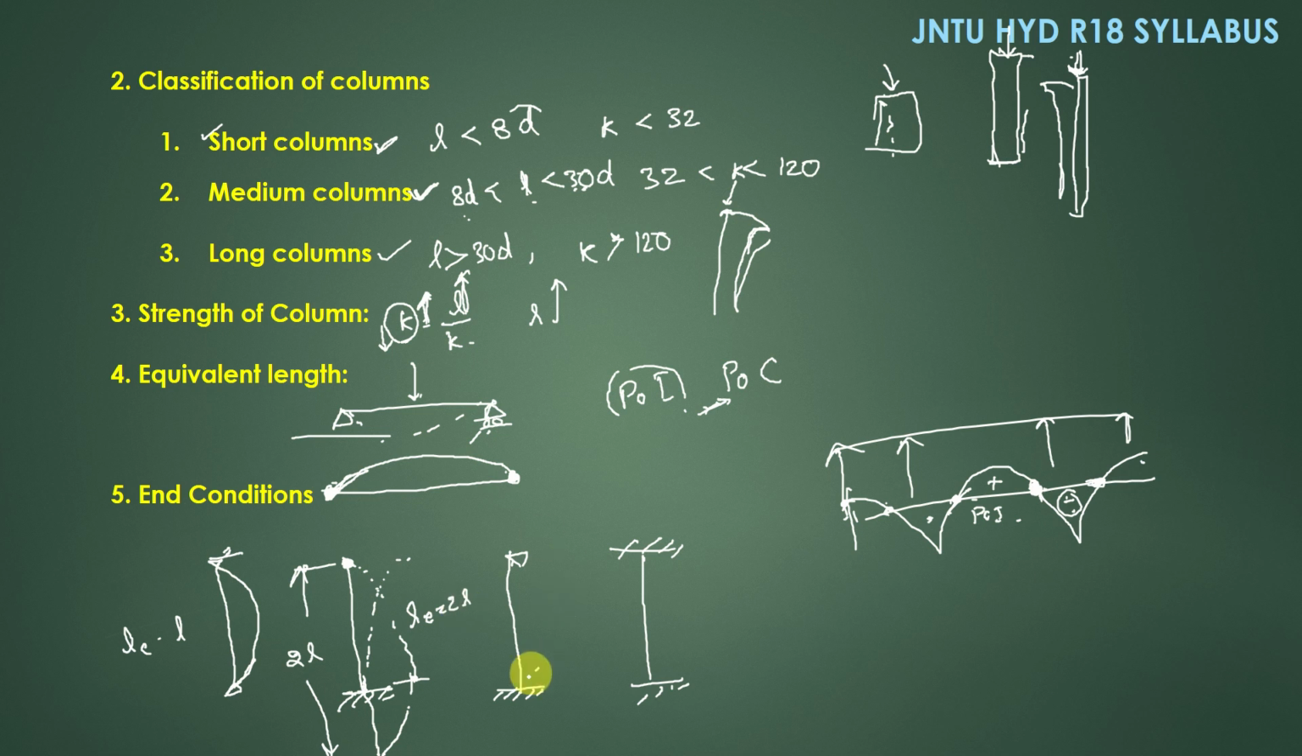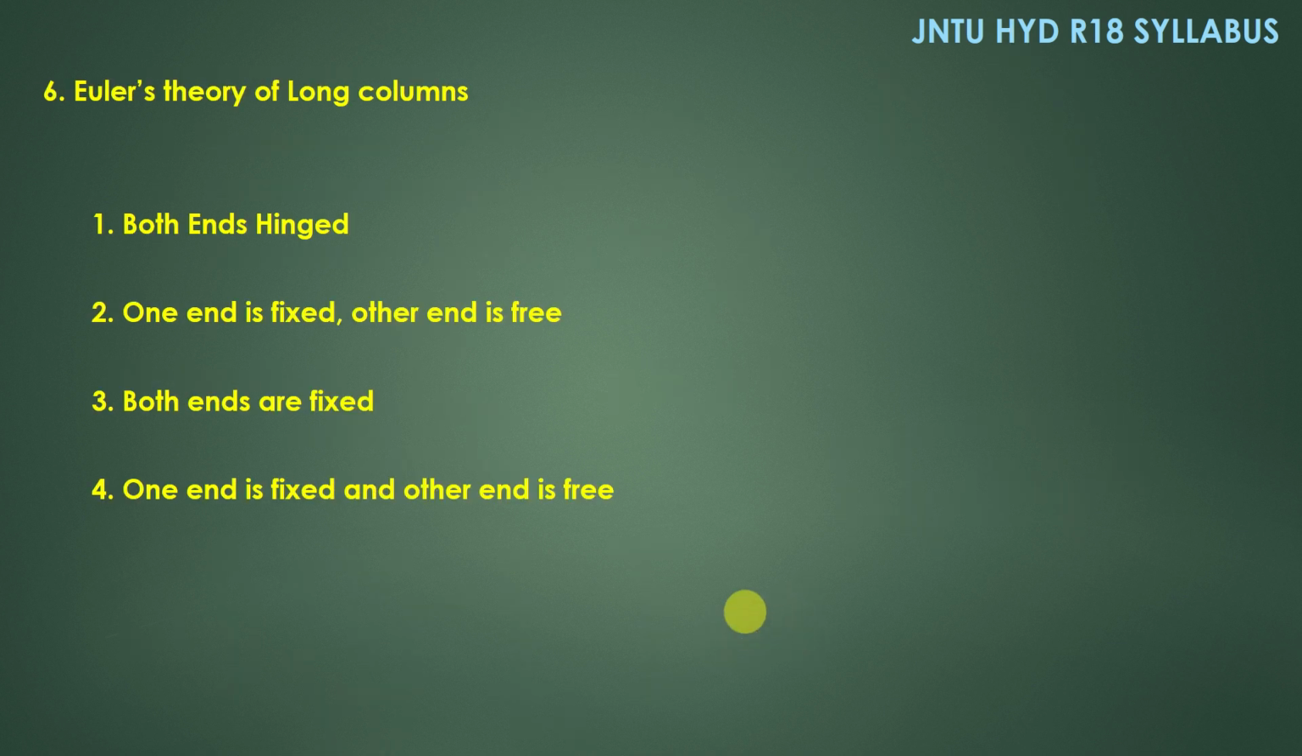And here we will have the bending profile like this, and the bending moment will be in the same way, opposite to that. And now the equivalent length will be L by root 2, the unsupported length by root 2. And one more, this is both ends fixed, and here the effective length will be L by 2. So these are the important end conditions you have to remember.